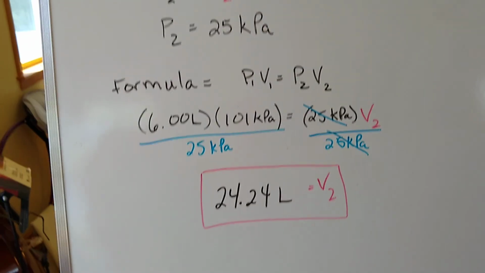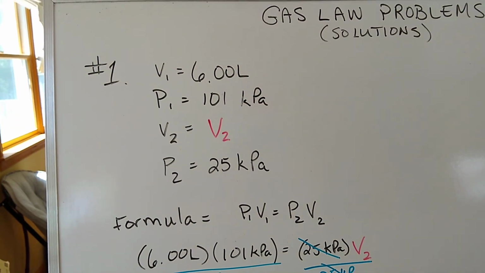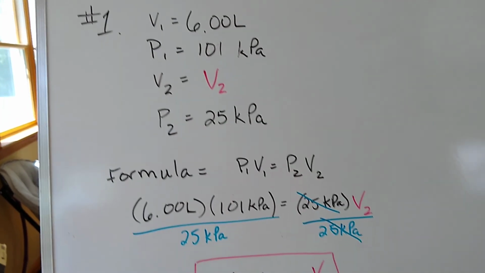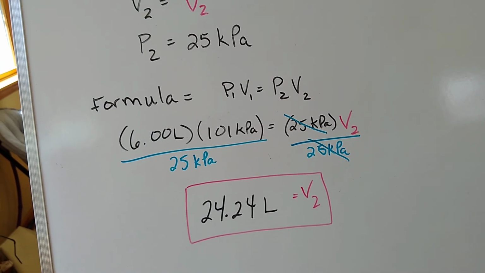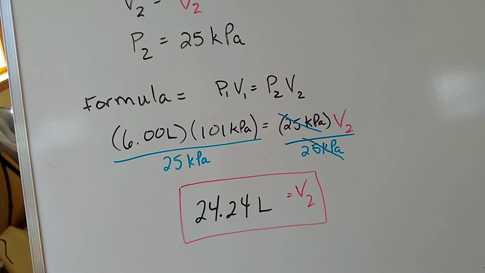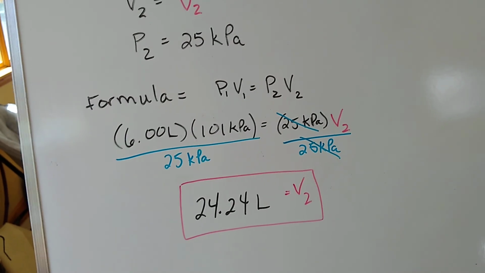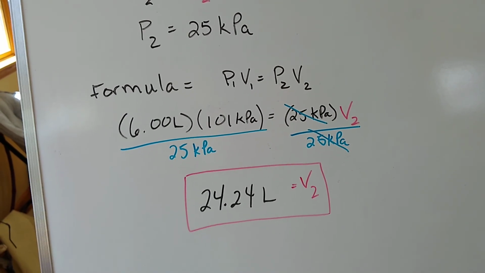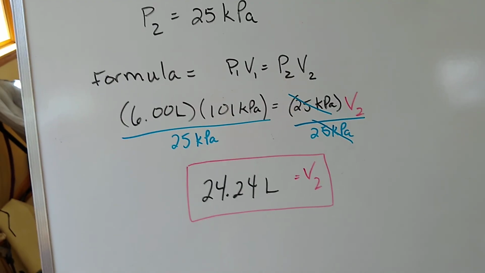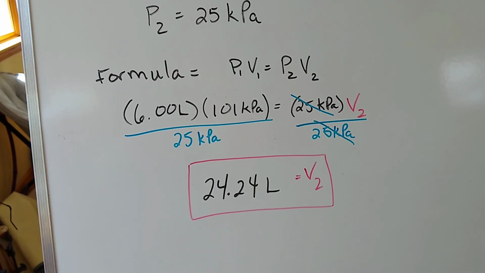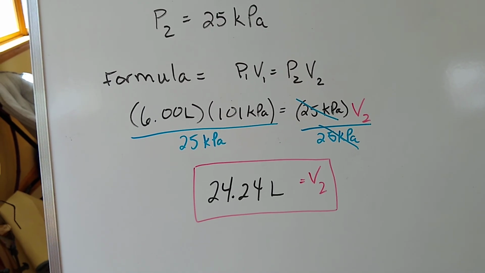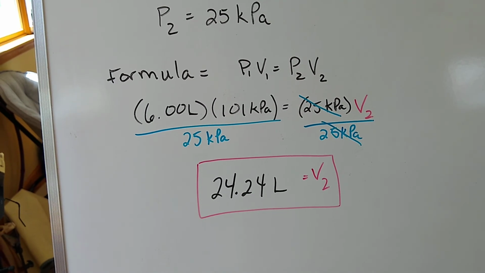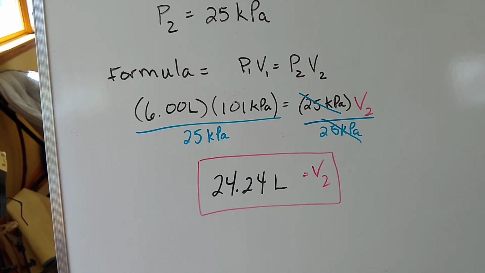And you plug in the variables that you identified from the word problem, and you get 6 liters times 101 kilopascals will be equal to 25 kilopascals times our unknown volume. Well, we need to isolate our unknown volume, so we divide both sides by 25 kilopascals. It cancels on the right side of the equation and is transferred to the left side.